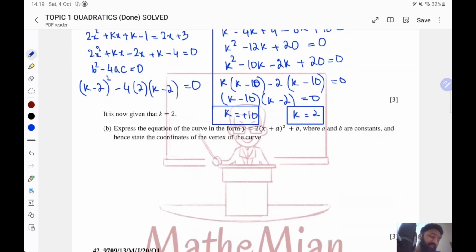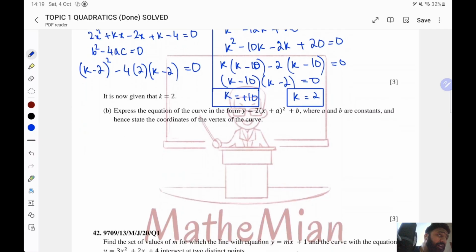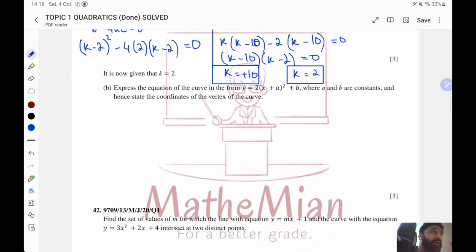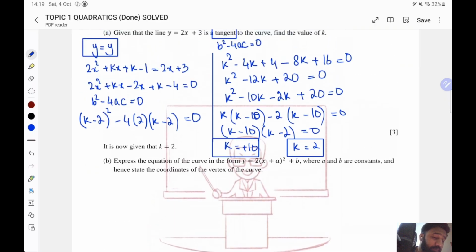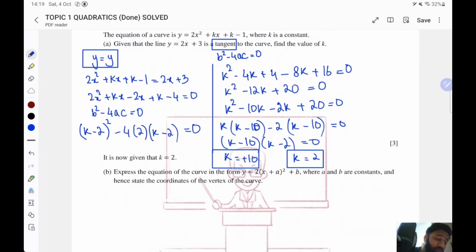Let's move forward. He says that it is now given that the value of k is 2. Express in the form of y equals this. The value of k is 2. Let me write it down. The equation of the curve is y equals 2x square plus 2x plus 2 minus 1, which will be plus 1. So this is the equation of the curve that we have.